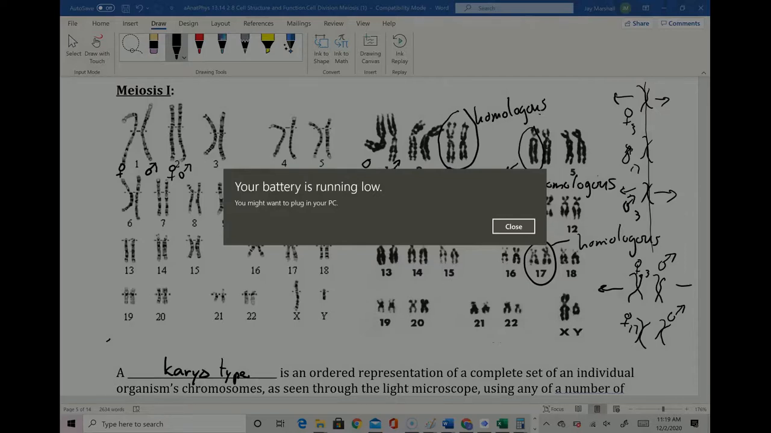So, do the homologous chromosomes come from different parents, like dad chromosome 17 and mom?